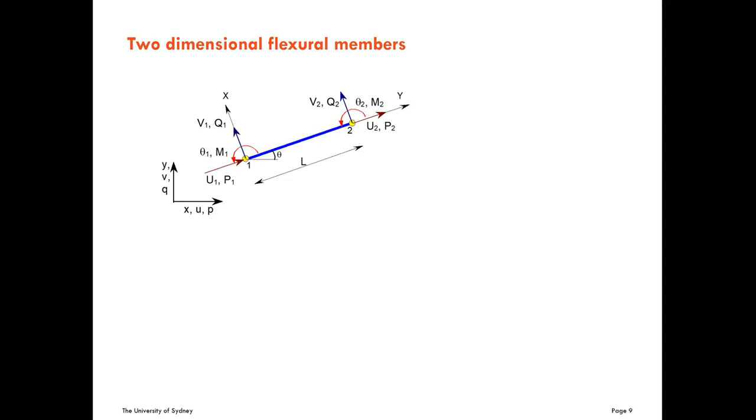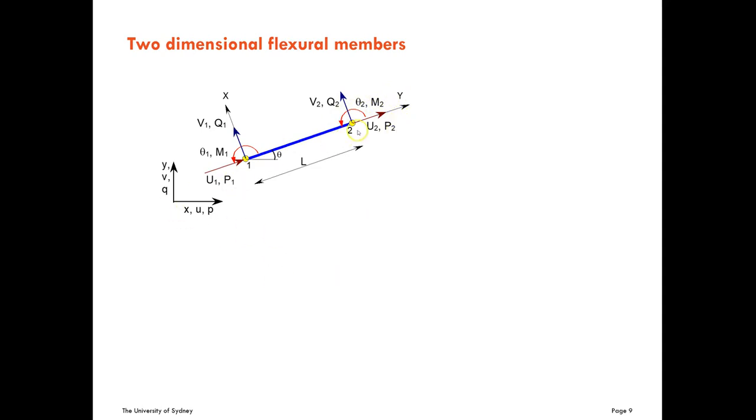Now we can combine the bar element with the beam element to get the two-dimensional flexural member. So this element has more degrees of freedom than the previous two elements because it's a combination of both. So you have axial displacement, you have deflections, and you have rotations in each node. And the actions are axial load, lateral load or shear force, and you have moment.